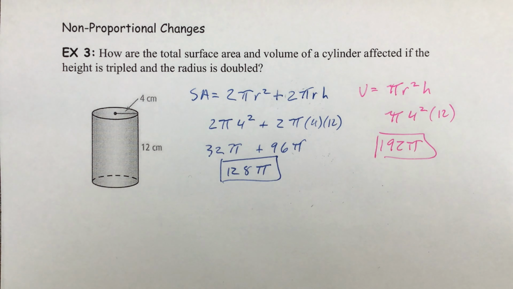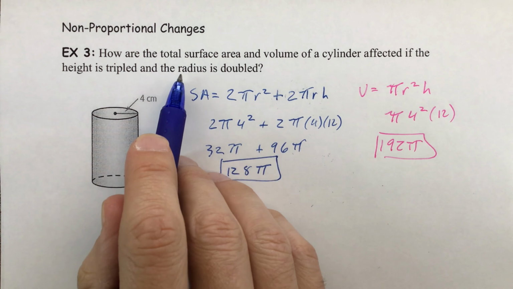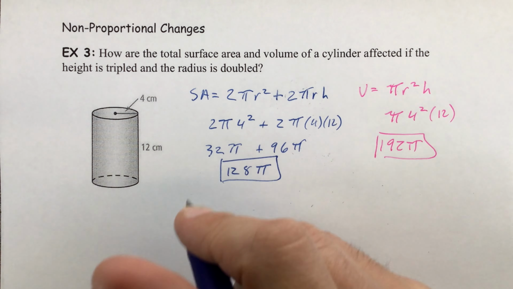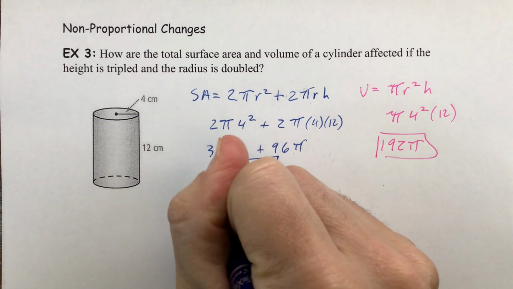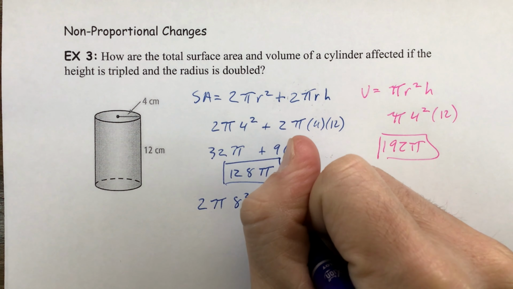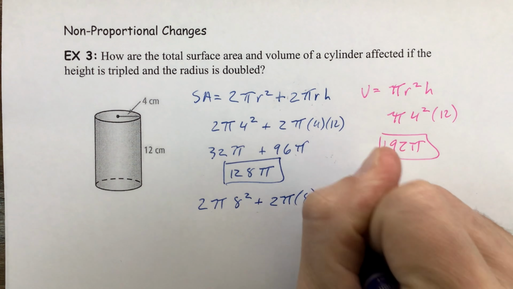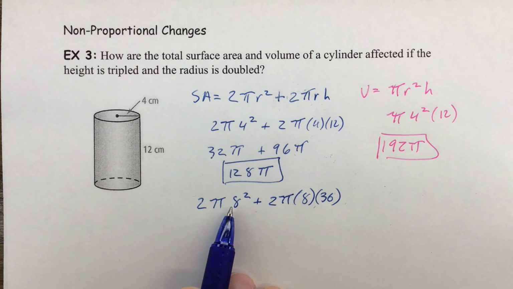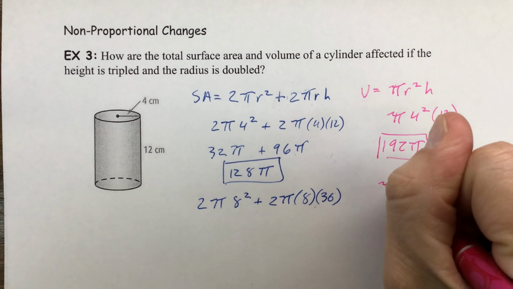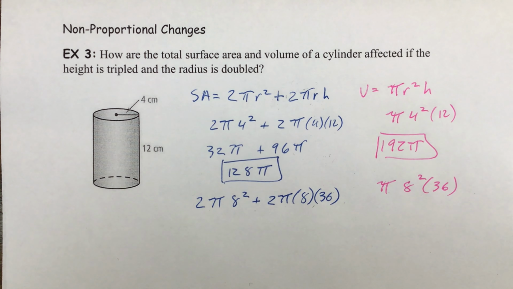All right, so now let's calculate the surface area and the volume with the changes. Okay, we're going to double the radius to an 8. We're going to triple the height to a 36. So we're going to have 2 times pi times 8 squared plus 2 times pi times 8 times 36. Okay, the radius is doubled to 8. The height is now 36. For the volume, that's going to be 8 squared times 36.